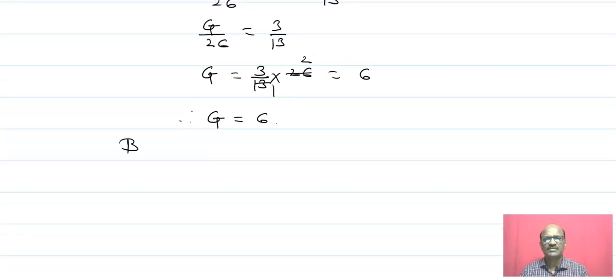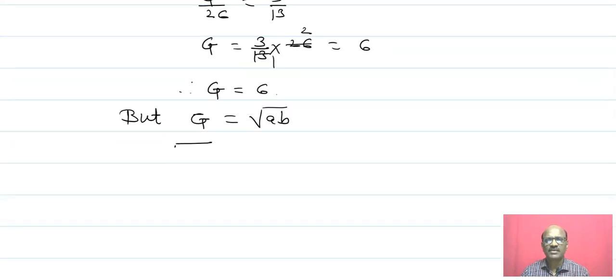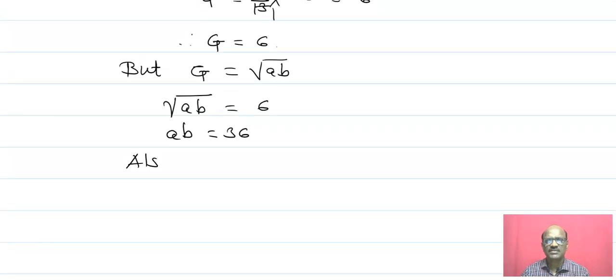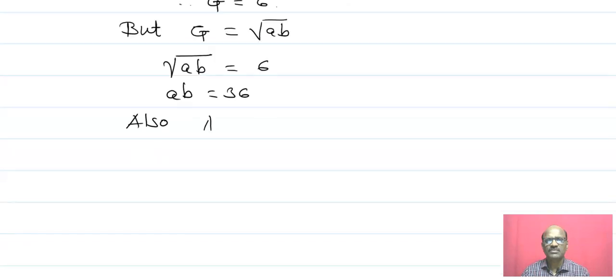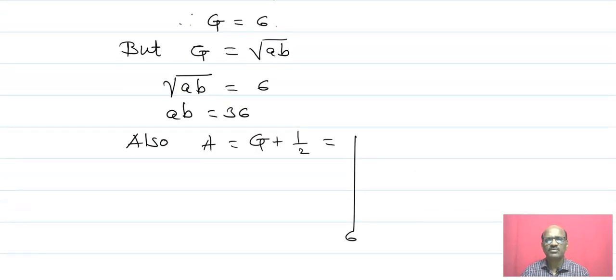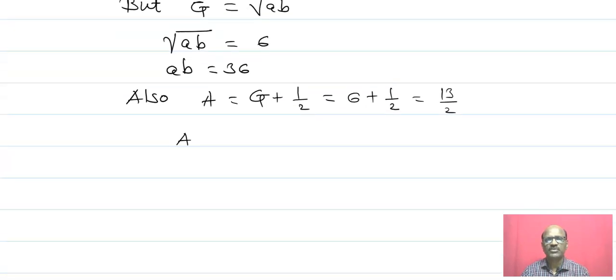Now again, G is equal to the square root of AB, and therefore the square root of AB is equal to 6. Squaring on both sides, you will get AB is equal to 36. And therefore also A is equal to G plus 1 upon 2. Therefore 6 plus 1 upon 2, that is 13 upon 2. A is equal to 13 upon 2.